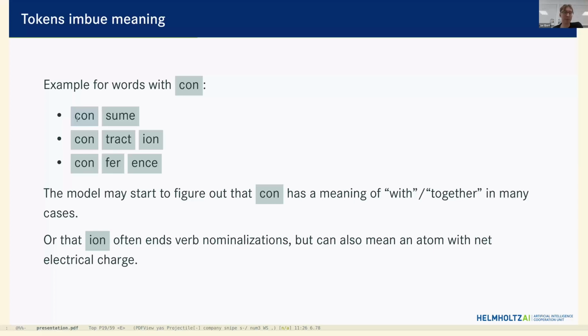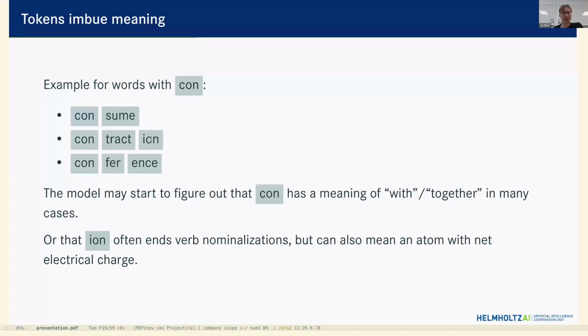So to consume, to take together, to take with; contraction, to pull together; and conference, to come together, right? So the model can learn that con has this meaning of with. Not in all cases, mind you. Sometimes we have this con in the middle of a word and it has nothing to do with this meaning of with. But still, the model can mostly figure out what con represents.